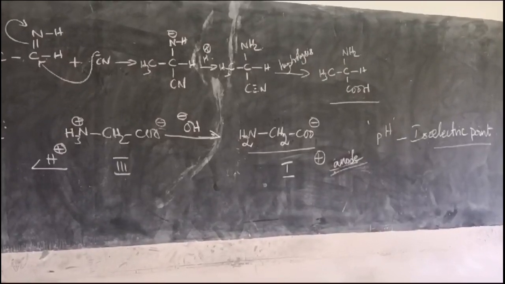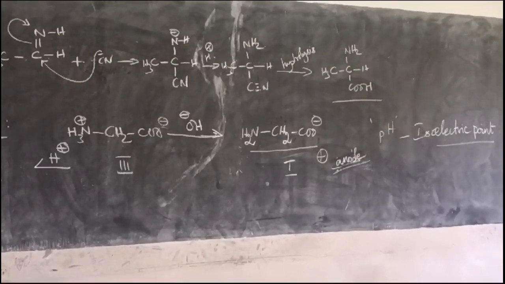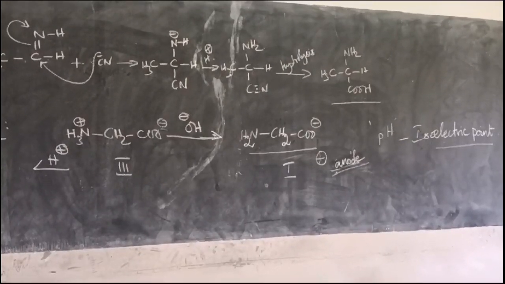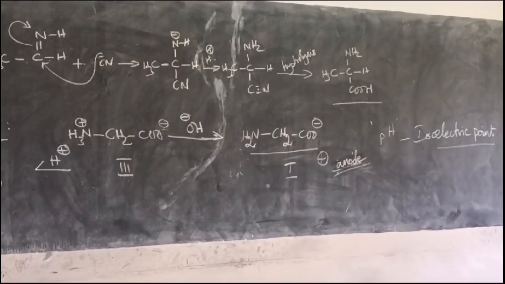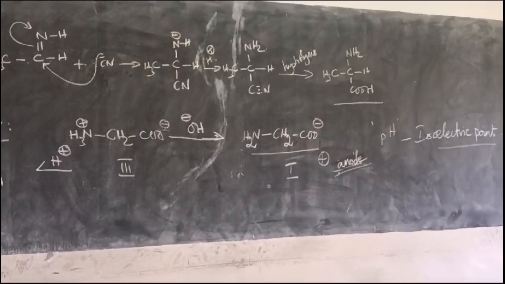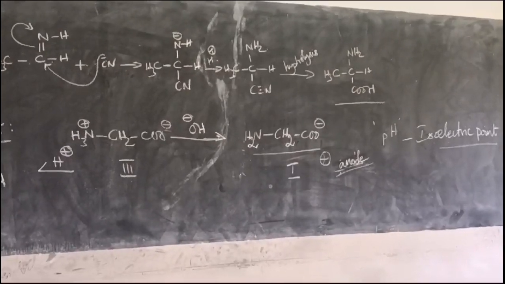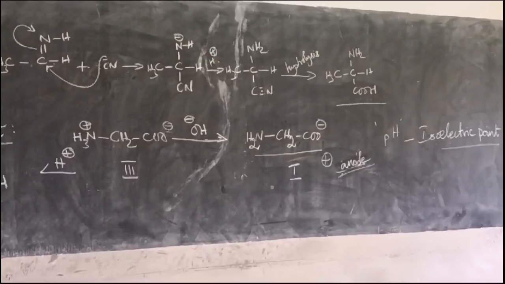Say, for example, alanine, glycine. Alanine has its isoelectric point at a specific pH. When the pH changes, there will again be migration of the ions towards the electrode. Similarly, leucine, isoleucine, alanine, glycine, each amino acid has its own isoelectric point.